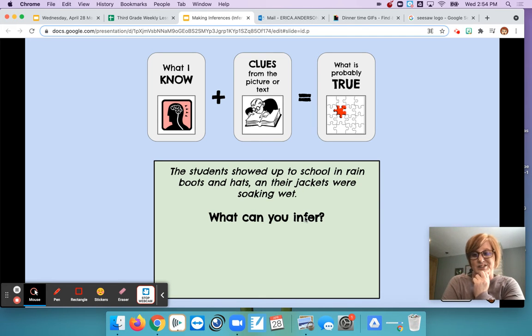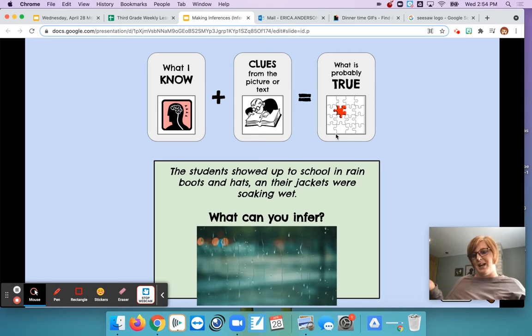Well, I know that if it's wet outside and I wear a rain jacket, it's probably raining. Here are some clues. They had rain boots and hats. You probably only need those on a day that it's raining, and they're soaking wet. I think that what I can infer or what I can say is probably true is that it's raining outside. Do you see how I took what I knew with clues to help me think about what's probably true about this situation? Let's try another one.